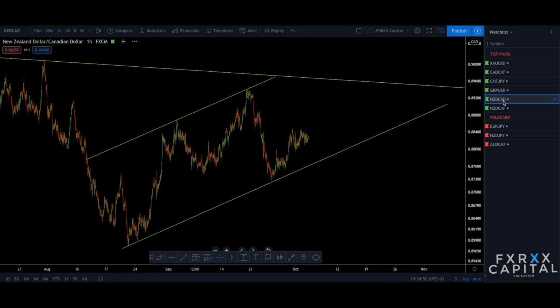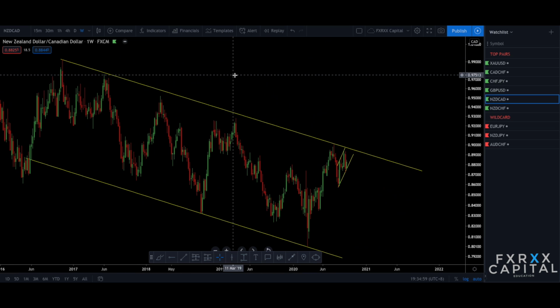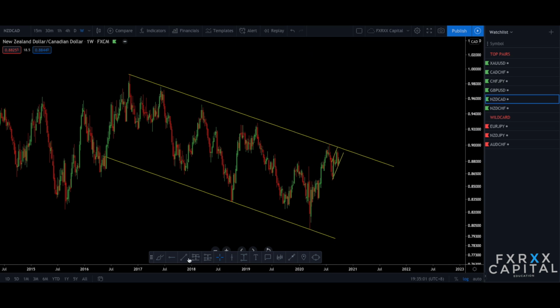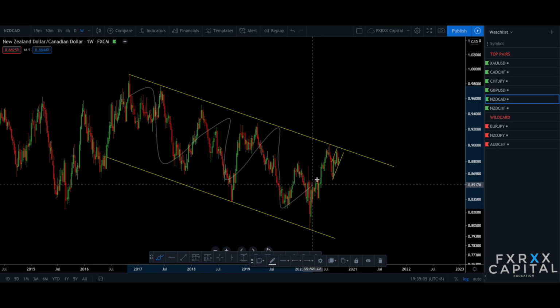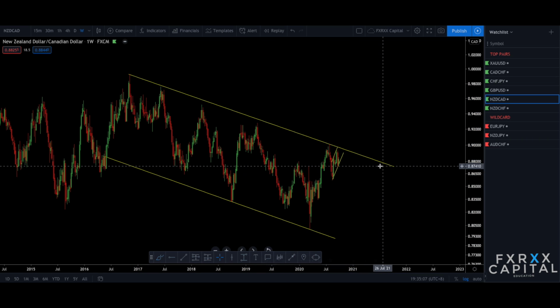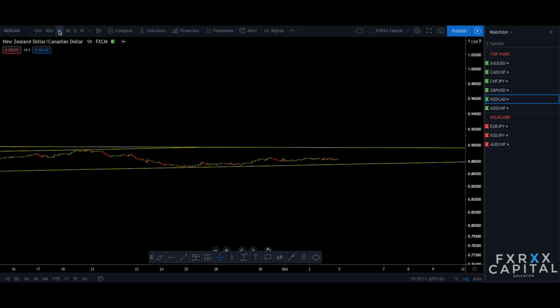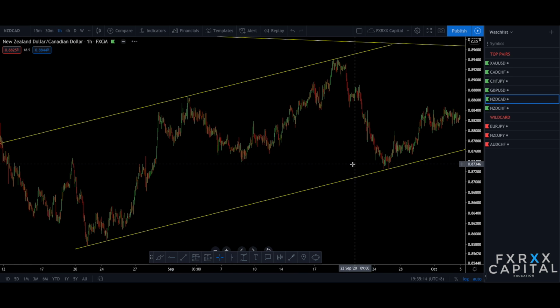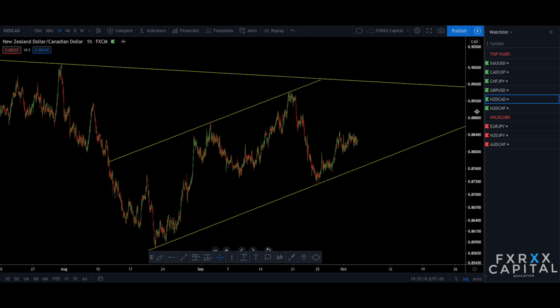Second last of top pair is New Zealand Canadian dollar. New Zealand Canadian dollar is in our listing again this week. What we can see, high time frame, price still plays in this correction area, and we wait and see how long price will continue with the correction in high time frame. However, we focus on lower time frame. We can see what lower time frame can offer.